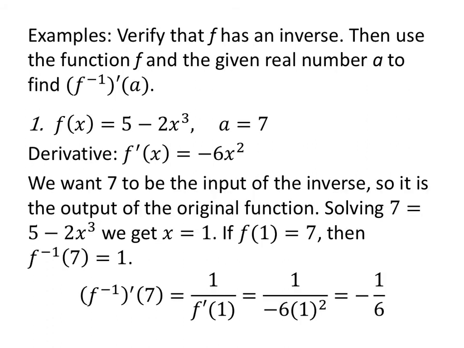Okay, so we know that f has an inverse because it's never increasing. Now, we want 7 to be the input in an inverse, so it has to be the output of the original function. So we're going to solve 7 equals 5 minus 2x cubed. When I subtract 5 from both sides, I'll get 2 equals negative 2x cubed.